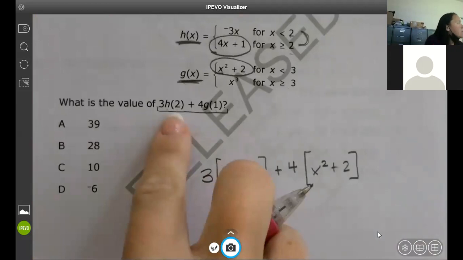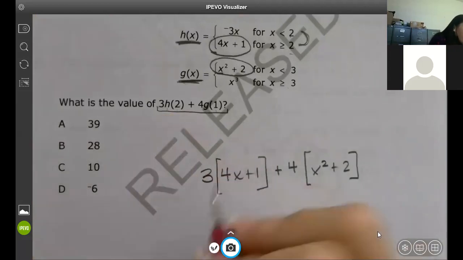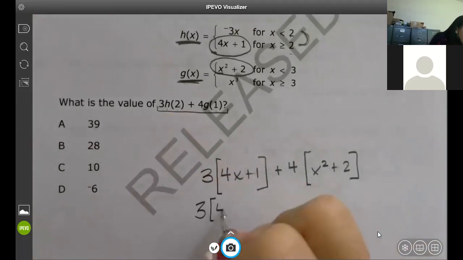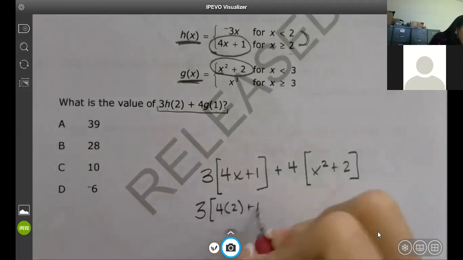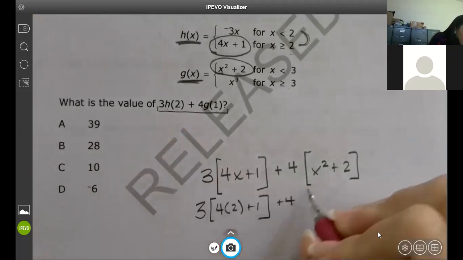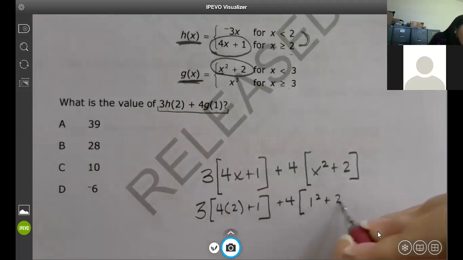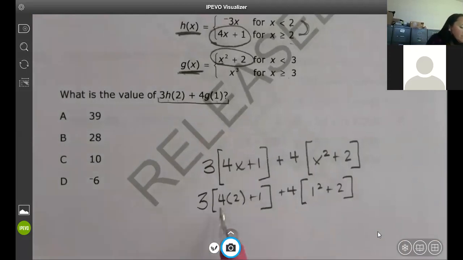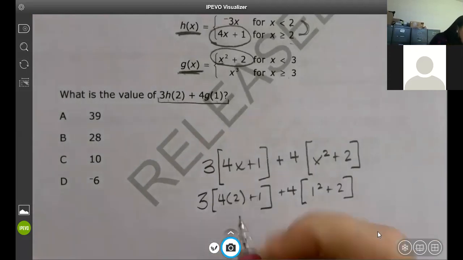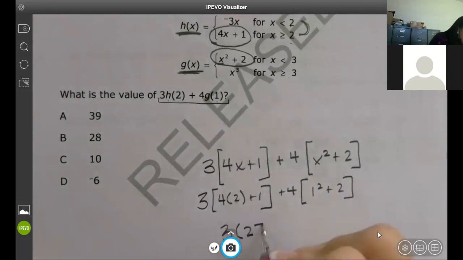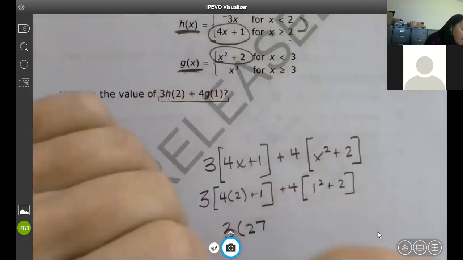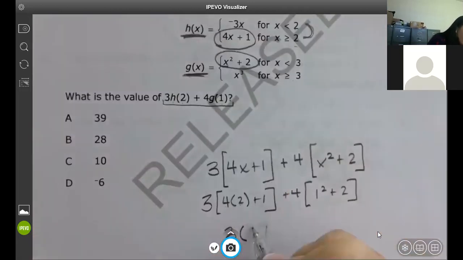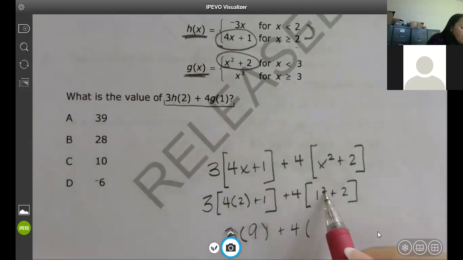Now we just plug in those numbers that they gave us. So in the first one, x is 2. And in the second one, x is 1. And now these I like to do all by hand, use the calculator just a little bit if I need to. What's 4 times 2? Plus 1 is? I'm sorry, it's 9. I went ahead of myself. Plus 4 times, what's 1 squared? Plus 2 is?